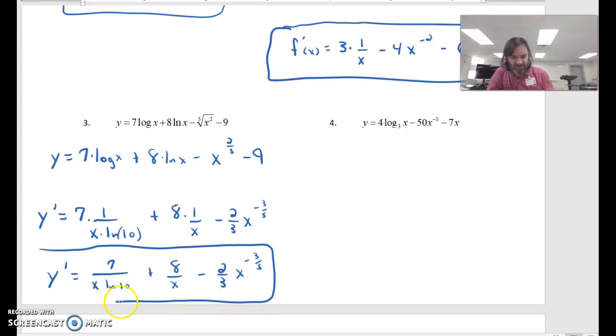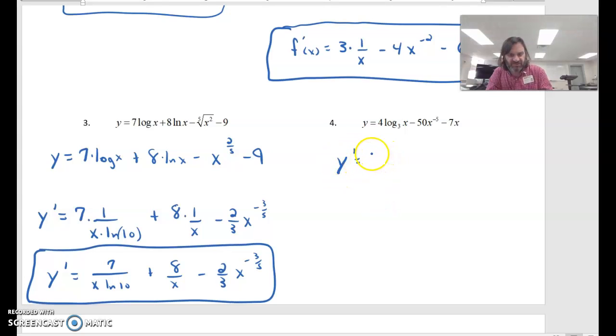Okay. And then the last example I have on here, y equals 4 times log base 3 of x minus 50x to the negative 5 minus 7x. So we don't need to rewrite that. All the power parts are good. So we'll just jump to the derivative.